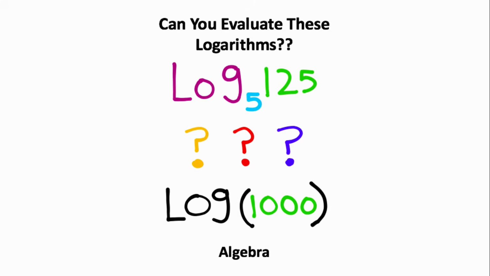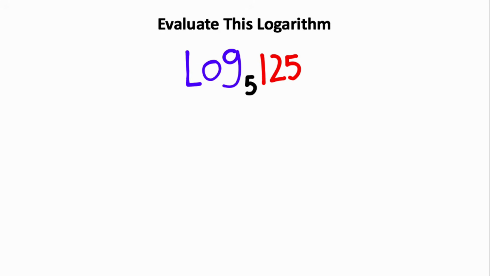So let's talk about evaluating logarithms. So let's say that you see a logarithm like this, where you have your base as 5 and then you have the logarithm of 125. I'm going to explain how these work. So all this is saying is what exponent to your base of 5 here will give you 125.